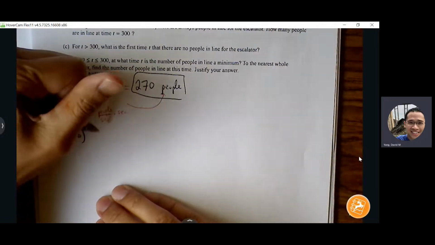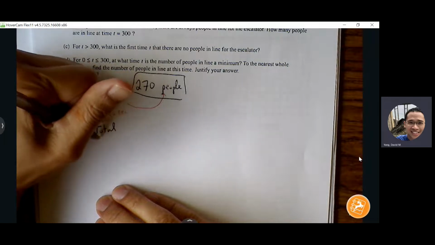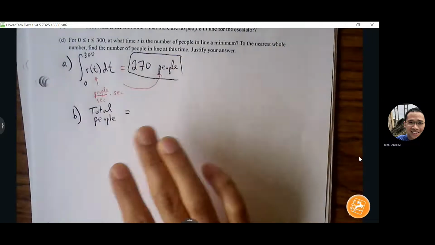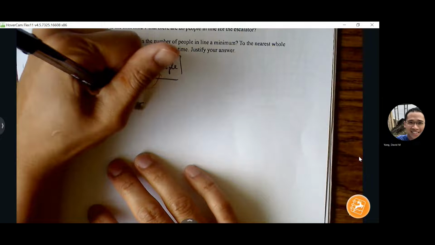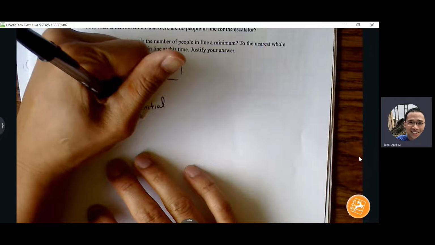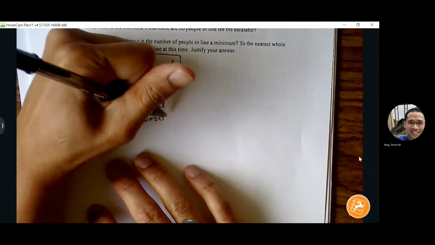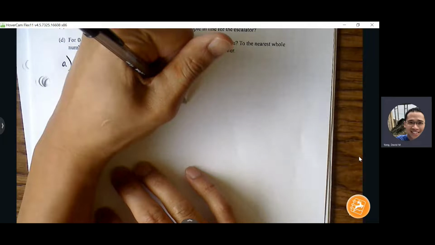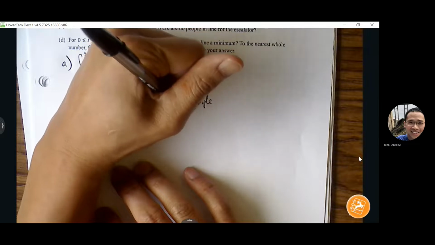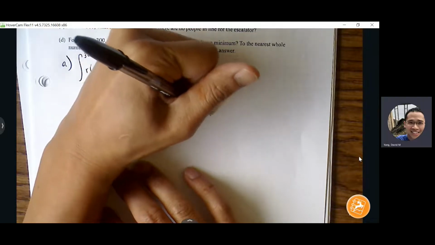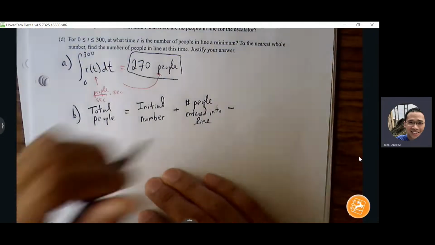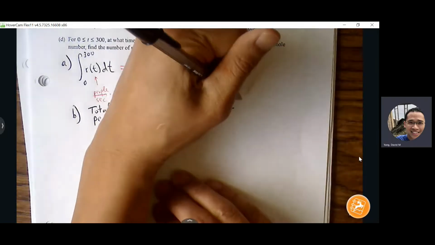For this problem, we can adapt it to number of people. So we can say the total number of people is found by identifying the initial, or the starting number, plus the number of people added, or number of people entered into line, minus the number of people exited the line, or exited the escalator.